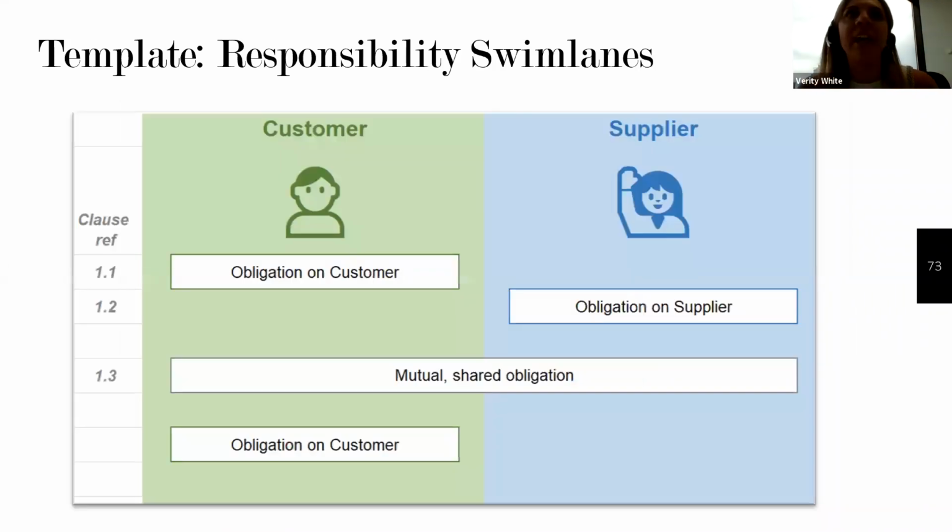Now, here's another template, which is responsibility swimlanes. This is another element from the TACCM Design Pattern Library, and this template and the other process chart templates are available for download as well. This is a great way of showing: here's your obligation, here's my obligation, here's one that we're both responsible for. So just different ways of representing different information.